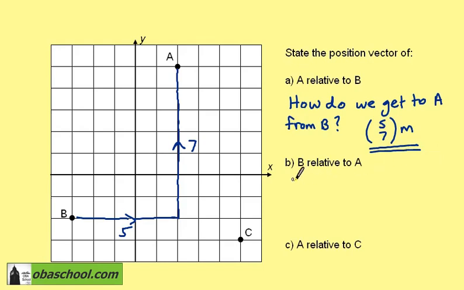If we now consider B relative to A, this means that we're standing at A and we want to state how we would get to B. If we look at it, B relative to A is just going to be the opposite, starting at A and going to B. So therefore we're going to go left by 5 and downwards by 7.